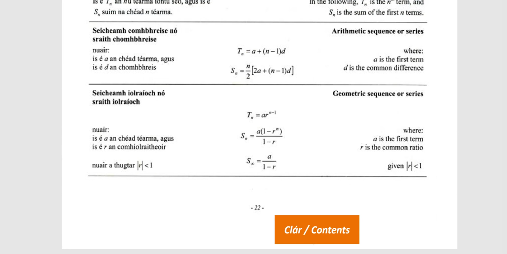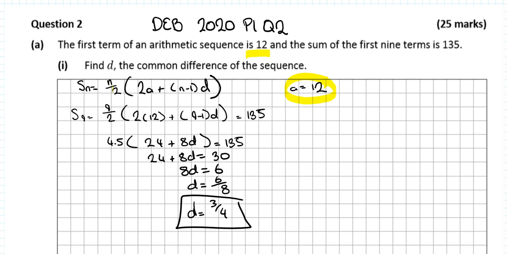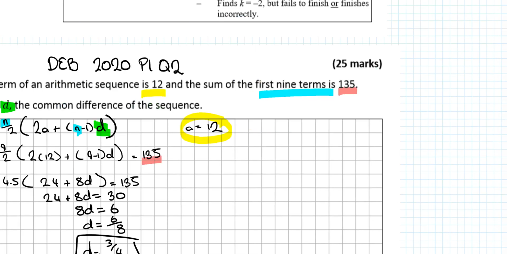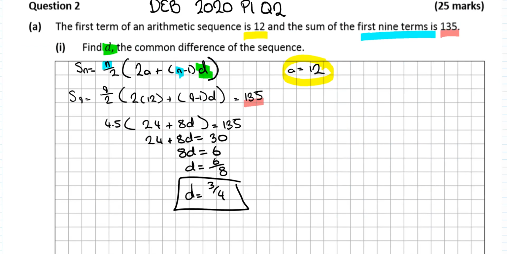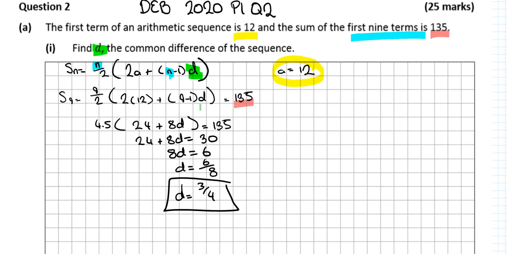So we're looking at Sn is equal to n over 2 times (2a plus (n minus 1) by d), and we're looking for d here. Find d. We know what n is because they say it's the sum of the first 9 terms, and we know it's all going to end up equaling 135. So once you sub all your information in, there's only one variable left, and that's the d. D is the only thing that is missing.